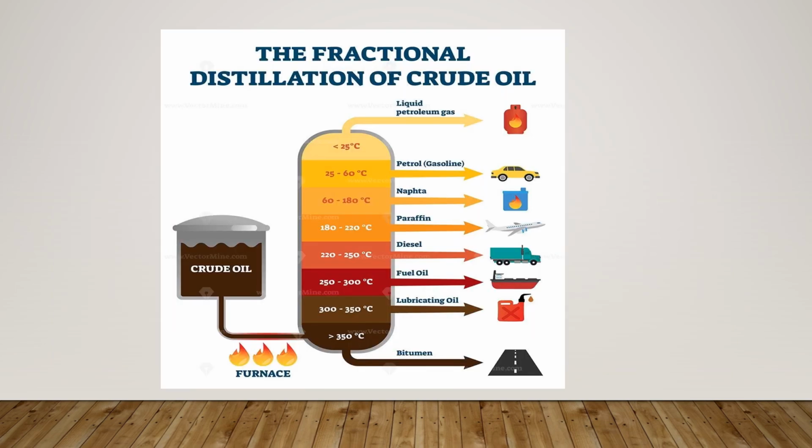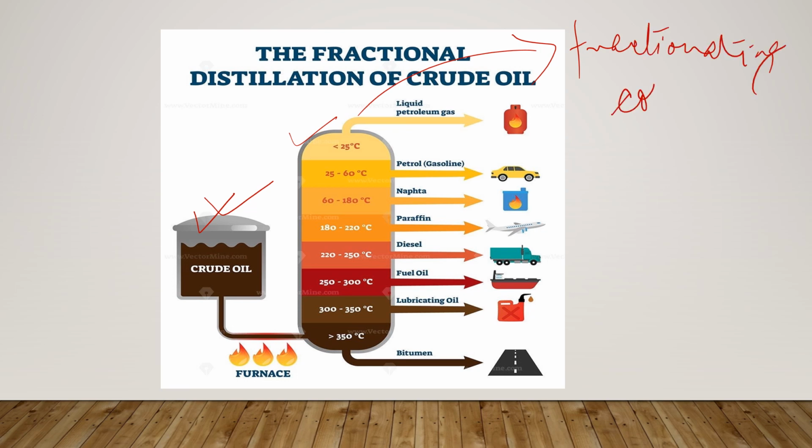This is the process which is done in the refinery. What is the process named as? The process is named fractional distillation. Here the crude oil is being heated in a furnace, and there is a tall cylindrical column known as the fractionating column, where the fractional distillation is done.